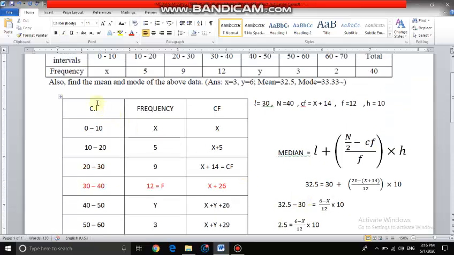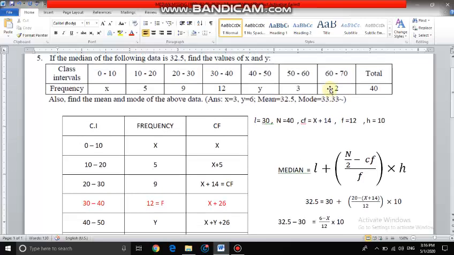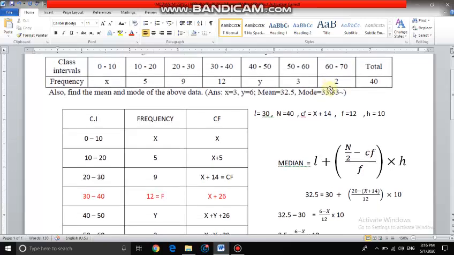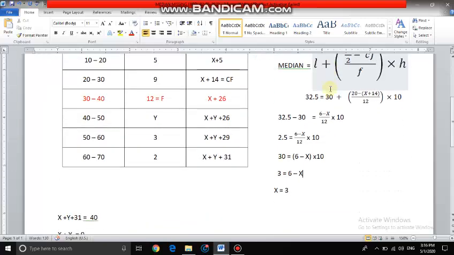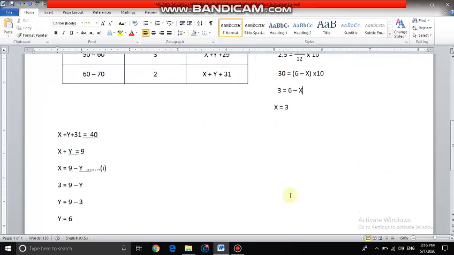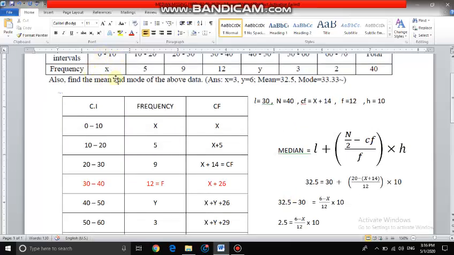Okay. Now if you see the below of the question, also find the mean and mode of the above data. So for your reference, answers are given. Mean is 32.5, mode is 33.333. So for the same question, you find the mean and mode. You already learned how to find them. Now x and y values, you already got it. X is 3, y is 6. So you can replace here x value as 3 and y value as 6. Then you find the mean and mode.